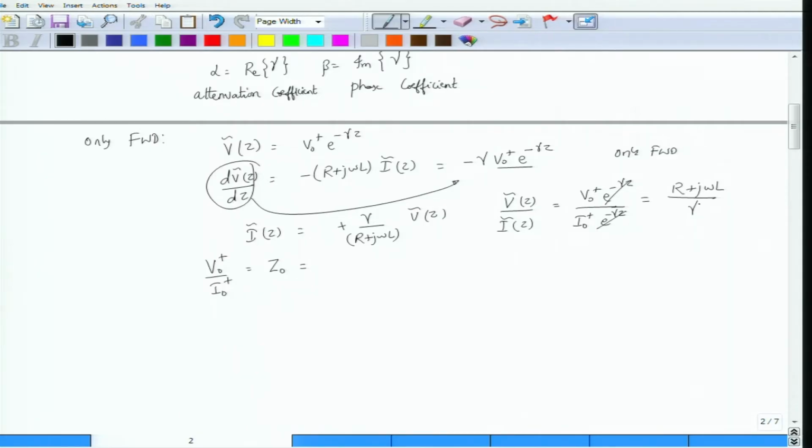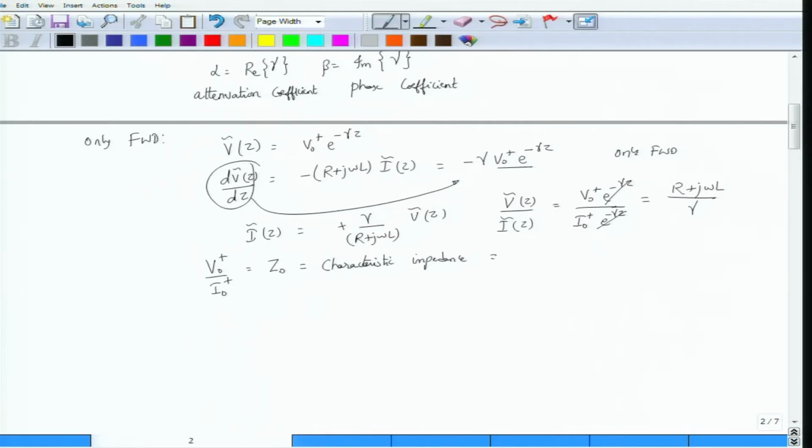which further depend on the geometry of the transmission line, because L for a coaxial cable is different and L for a two wire line is different. C for a coaxial cable is different, C for a two wire line is different, which is again different from a microstrip line. So, this ratio is called the characteristic impedance. Although in this case this is impedance, for a lossless line this becomes characteristic resistance. We will see that very shortly.